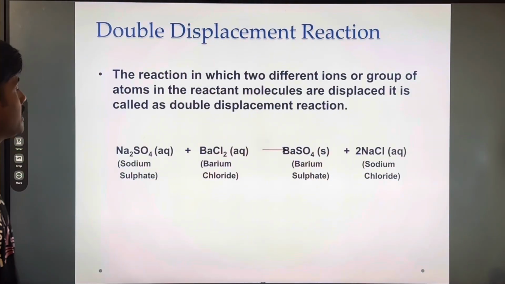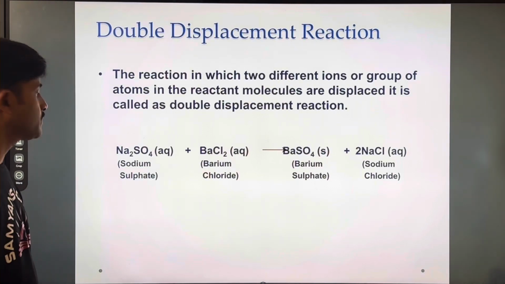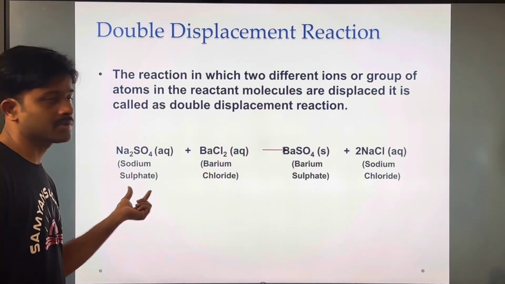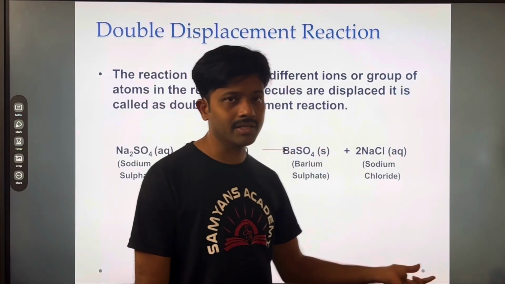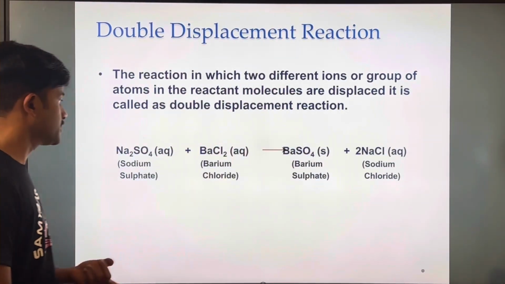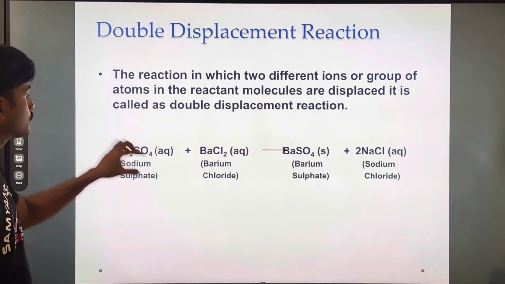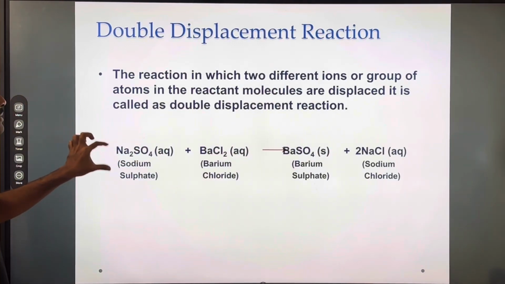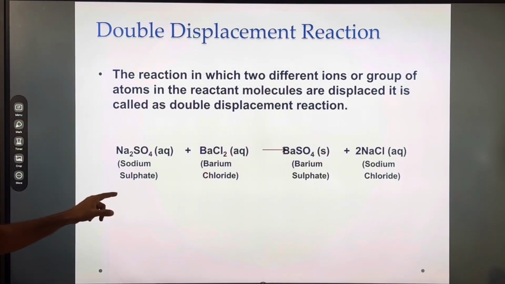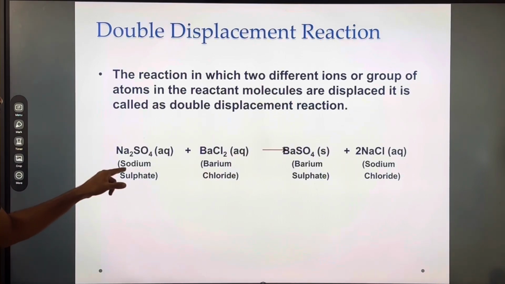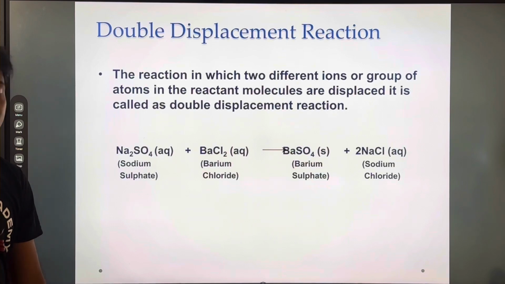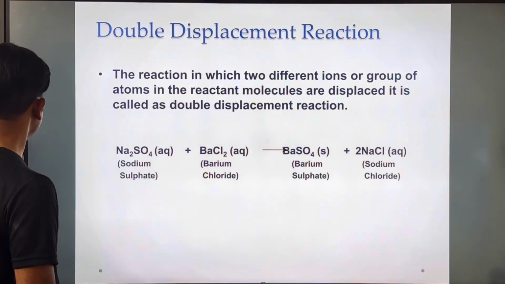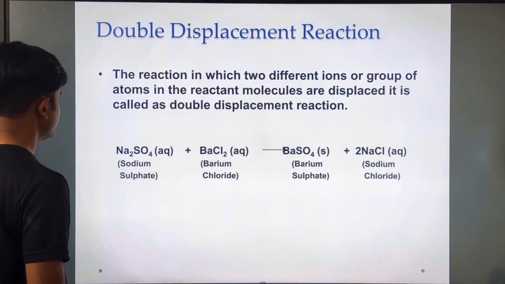And come to your double displacement reaction. In this double displacement reaction, we are taking sodium sulfate. When it reacts with barium chloride, it will form barium sulfate plus sodium chloride. Means here two groups of atoms are displaced. So this is what we call a double displacement reaction, in which two different ions or groups of atoms in the reactant molecules are displaced. It is called a double displacement reaction. Here sodium sulfate, now you see this is sodium sulfate.